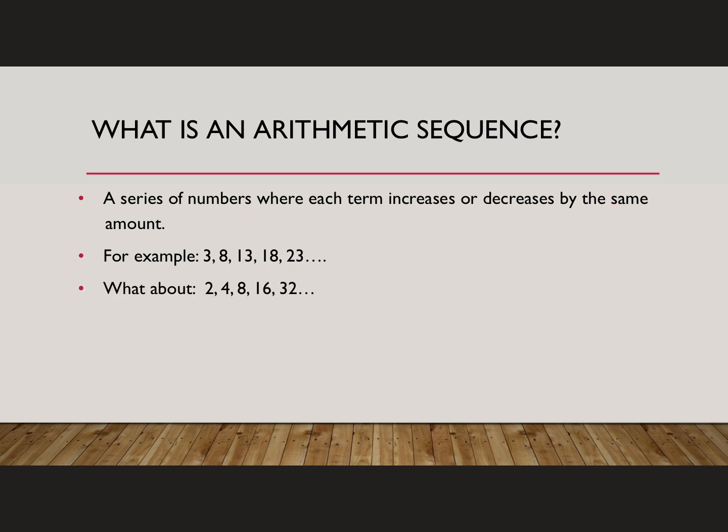Okay, so again, let's look at this one. 2, 4, 8, 16, 32. Is that an arithmetic sequence? Is it increasing by the same amount? Here we go up by 2, then we go up by 4, then we go up by 8, then we go up by 16. So this one is not an arithmetic sequence because it is not increasing by the same amount. Arithmetic sequences always change by the same amount, that common difference.